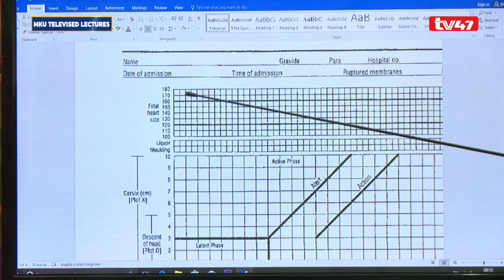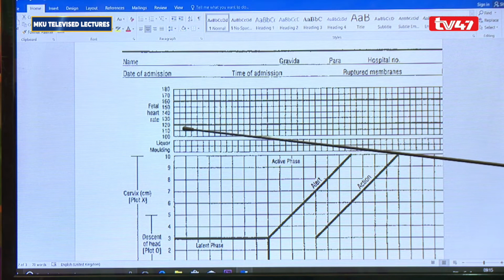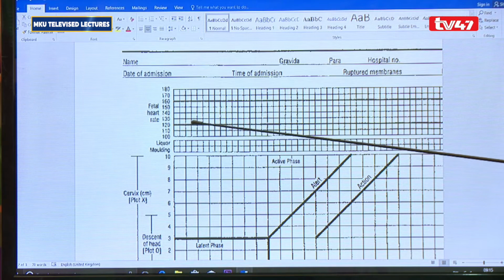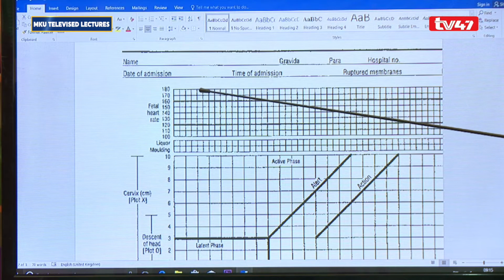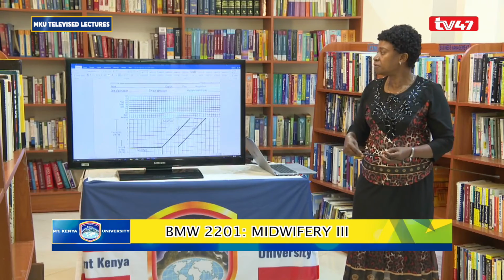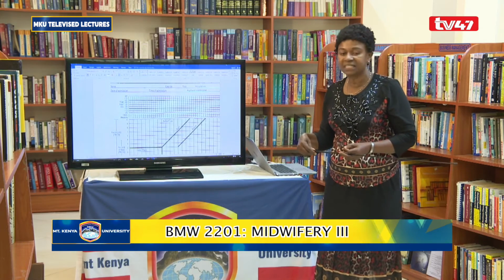This fetal heart rate is monitored using the fetoscope. In case the fetal heart rate goes below 120 beats per minute, it means we are having what we call fetal bradycardia. If it goes above 160 beats per minute, it means we are having what we call fetal tachycardia.